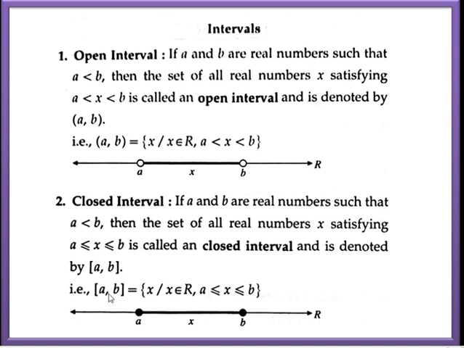So what is closed interval AB? Set of all x such that x belongs to R and A less than or equal to x less than or equal to B. So this is shown on number line. You will notice that here dark circles are used because A and B belong to the closed interval.